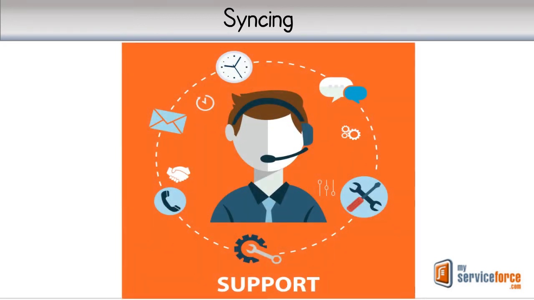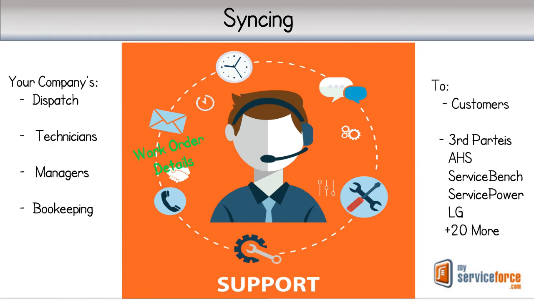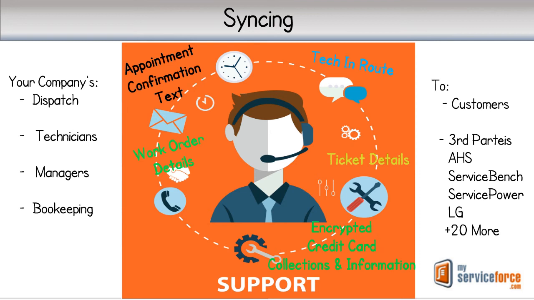So, here are the communications that occur. Work order information to and from the field. Status of the work order to and from the customer, field, and office. Status of the work order to and from third-party work order providers who are integrated to myServicePRO. This includes American Home Shield, ServiceBench, ServicePower, and LG Electronics. Work order information from over 20 additional third-party work order providers. In your training, you will learn how to set up and manage any and all of the statuses you want to send and receive.